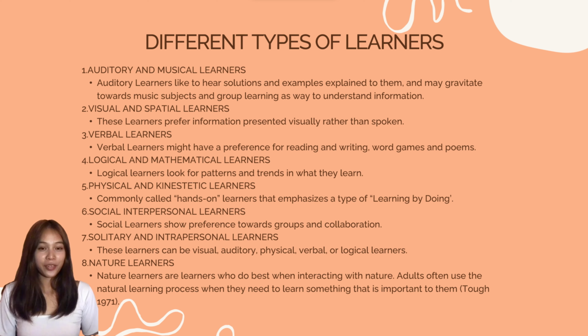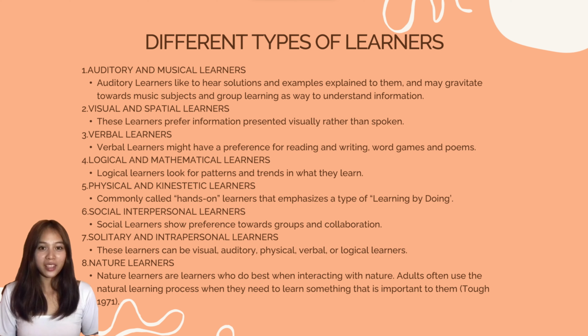The second one is the visual and spatial learners. These learners prefer information presented visually rather than spoken. Examples of learning methods that visual learners might gravitate towards include the use of graphic organizers such as mind maps, flowcharts, diagrams, graphs, and sketch notes. Another example is the use of highlighters and note cards when studying information.